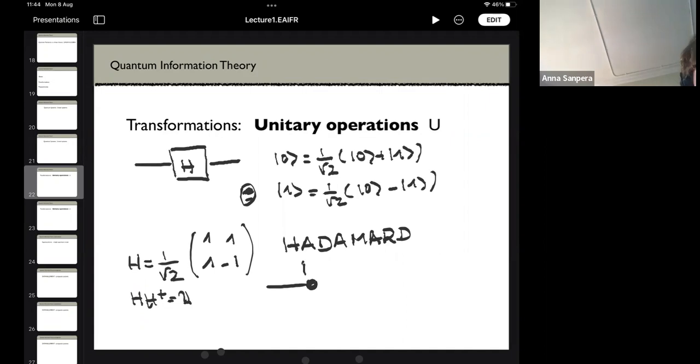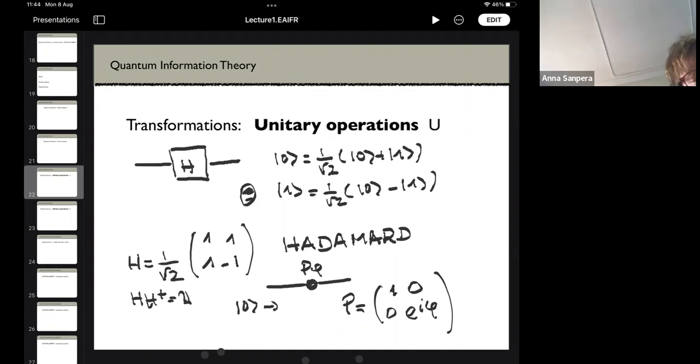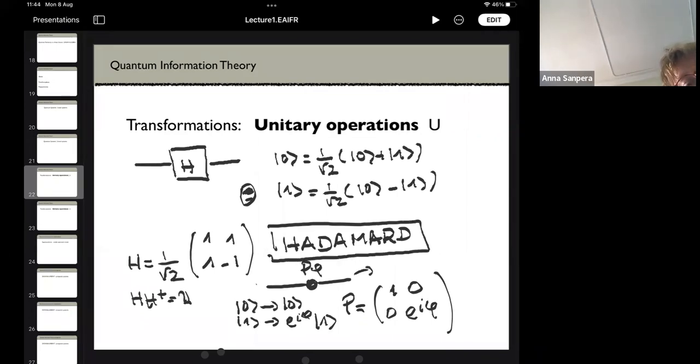This is a phase gate, a gate of this form. It's also a unitary: 1, 0, 0, e to the i phi. So what does this gate make? Well, if my input is a 0, it makes nothing. And if my input is a 1, it gives a phase, e to the i phi, times 1. So these are the only two gates which are indeed important: this Hadamard gate and the phase gate.